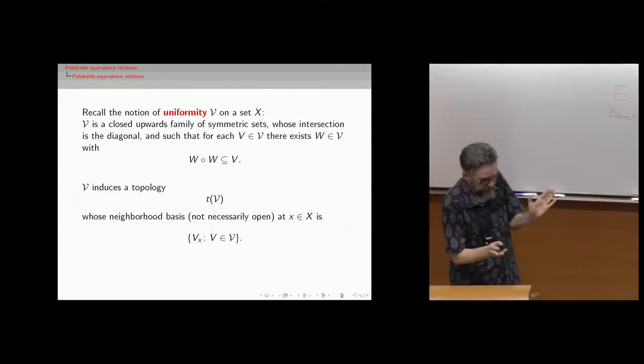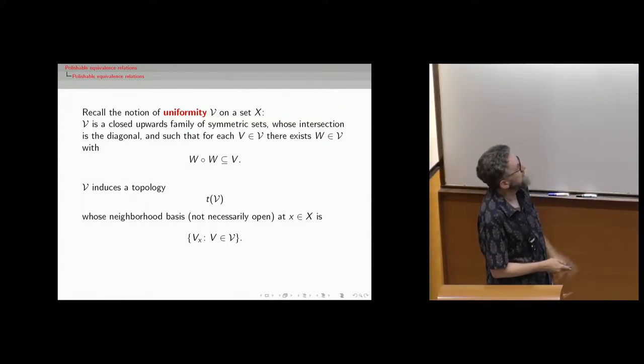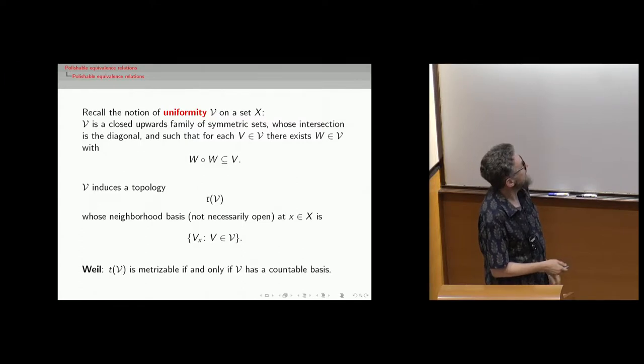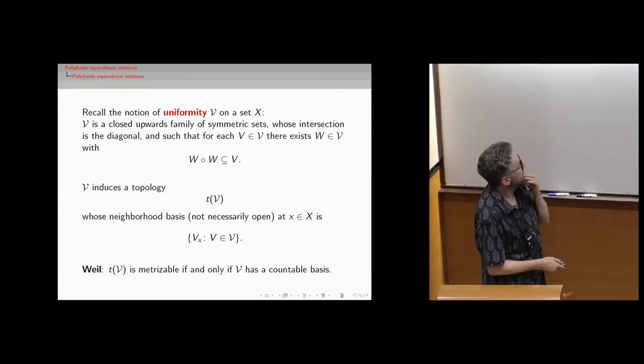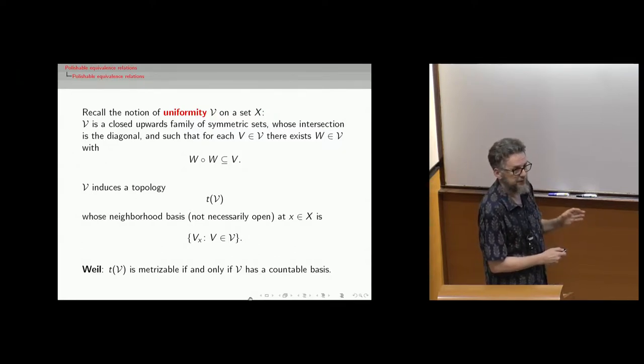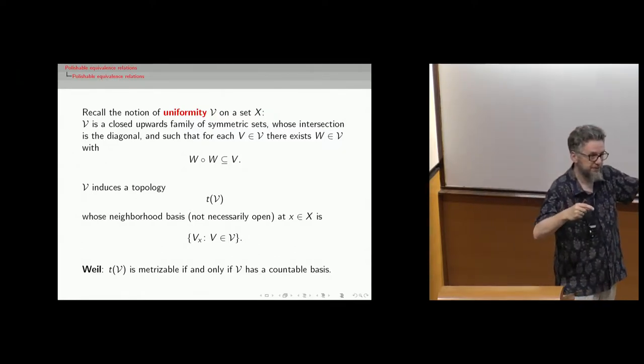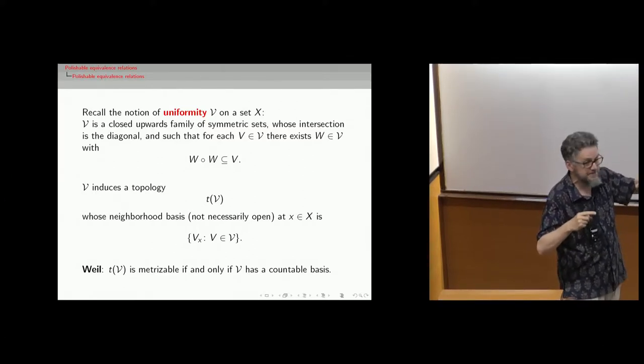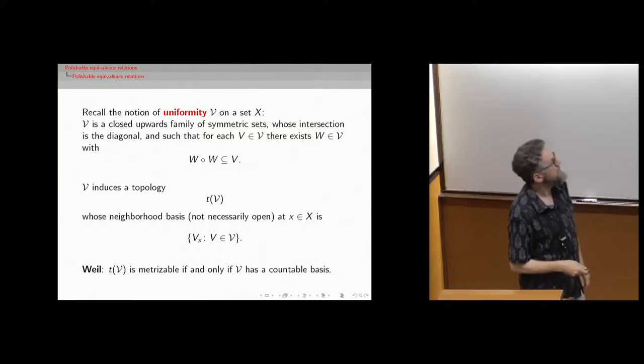Topologies will play a role, but uniformities will be what's important, really. And then there is a very nice theorem of Weil that says that this topology is metrizable precisely when this uniformity has a countable basis. Countable basis just means there's a countable family of sets such that every set in V contains one of the countably many.